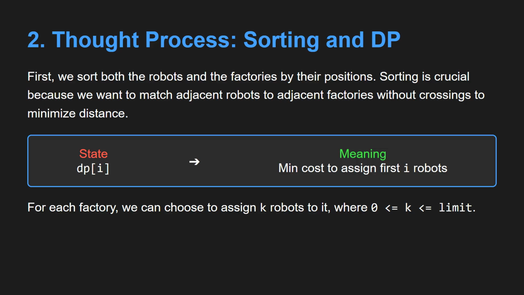We can define our DP state, dp of I, as the minimum cost to assign the first I robots to the factories we have processed so far. When we process a new factory, we can choose to assign k robots to it, up to its limit.